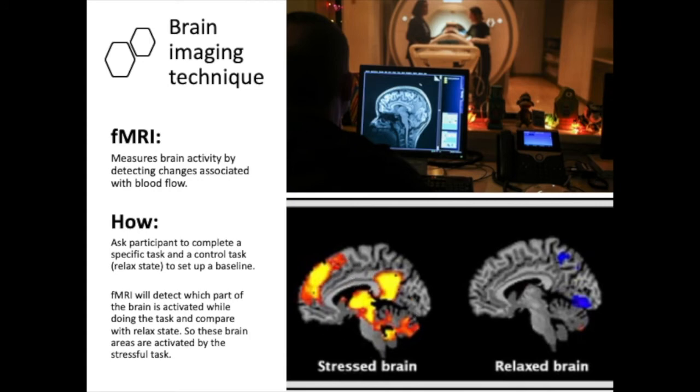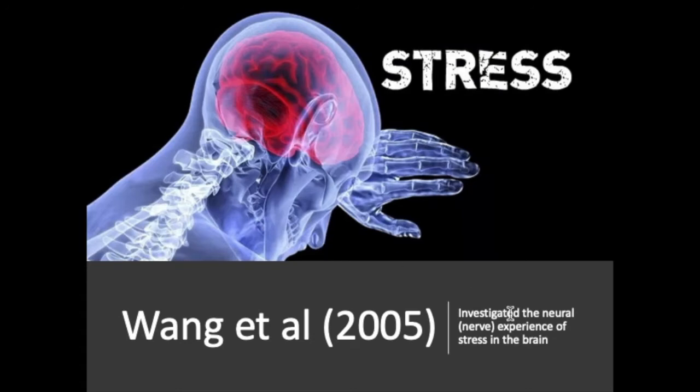Now in Wang et al., they wanted to investigate the neural experience of stress in the brain, to see the blood flow in the brain when we are stressed out. Again, a side effect of stress is an increase in blood flow. So Wang et al. wanted to see whether there is an increase in blood flow when someone is stressed. So they use fMRI.